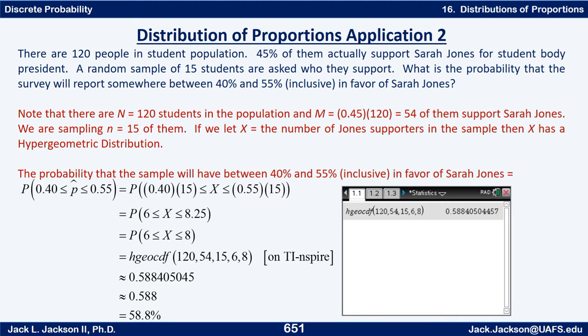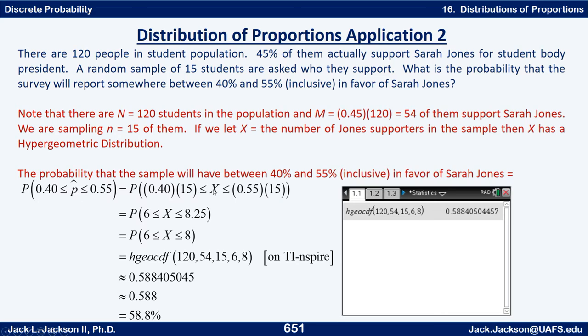Little n is 15. And we let X be the number of Jones supporters in the sample, then X has a hypergeometric distribution. So the probability that the sample will have between 40% and 55% inclusive in favor of Sarah Jones is the probability that p hat is between 0.4 and 0.55. In other words, 0.40 is less than or equal to p hat, which is in turn less than or equal to 0.55.